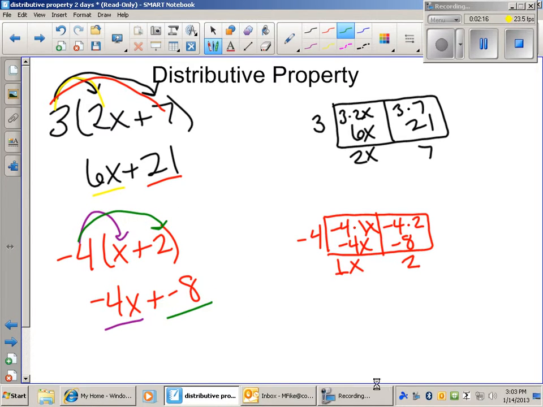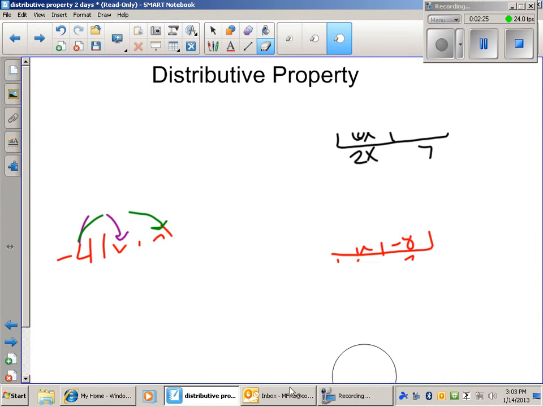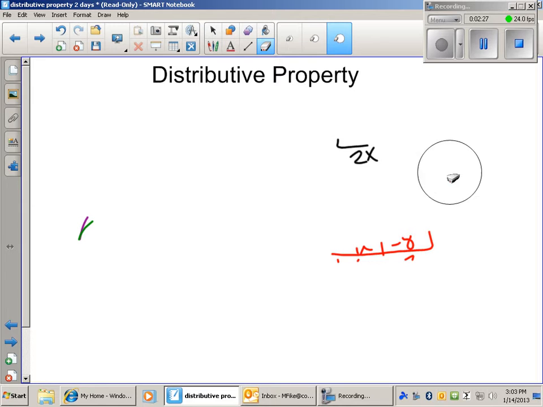So let's look at a couple more here. Let's see. My eraser has gone crazy. All right.